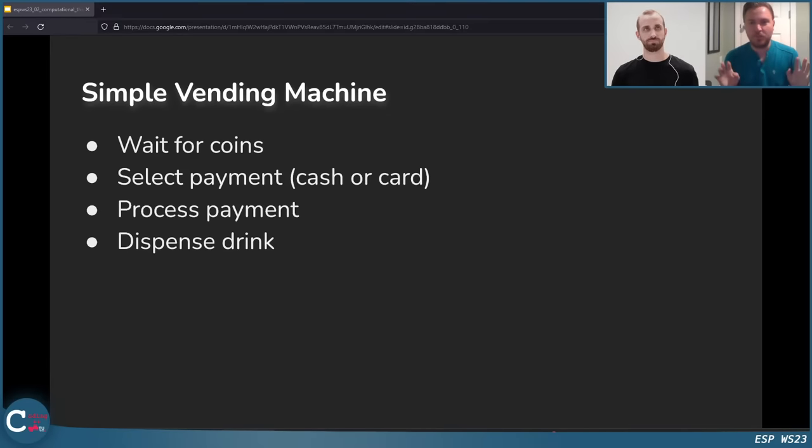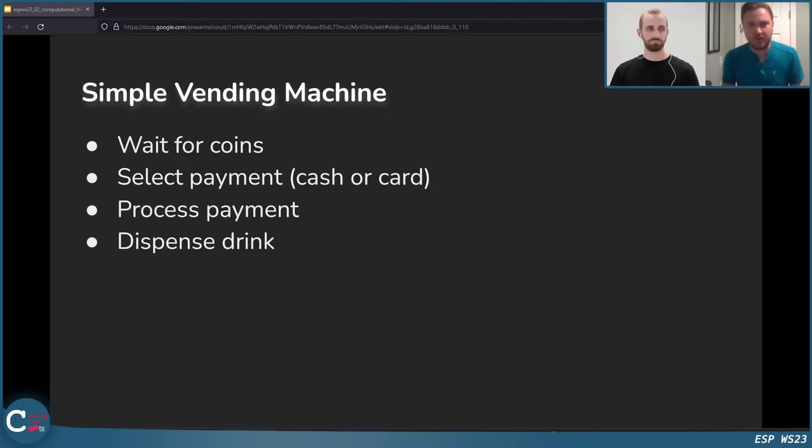So what should a simple vending machine actually do? It's pretty easy. We really want to have a very, very simple vending machine, which is not really clever. A vending machine will wait for coins. That means at some point, someone will throw in a coin, hopefully. Then I select a payment, cash or card, and then the payment is processed and I get my drink. So as I said, a very simple vending machine.